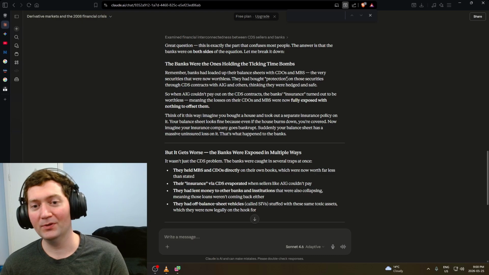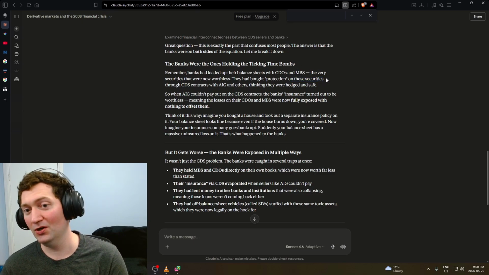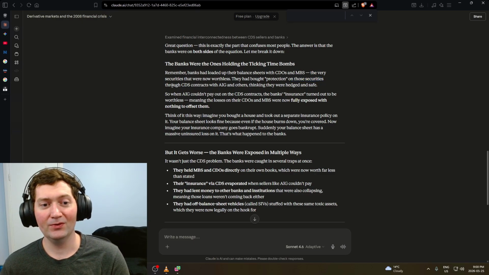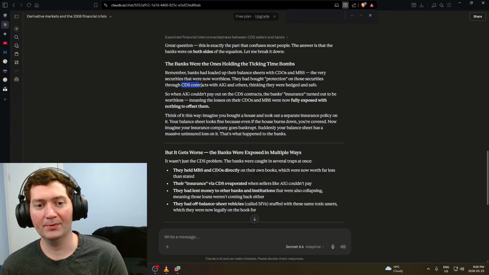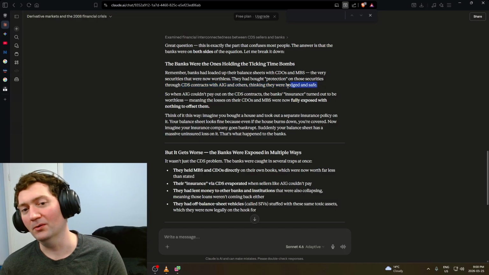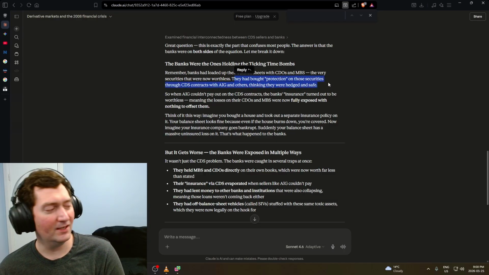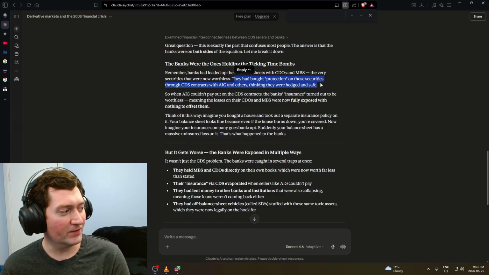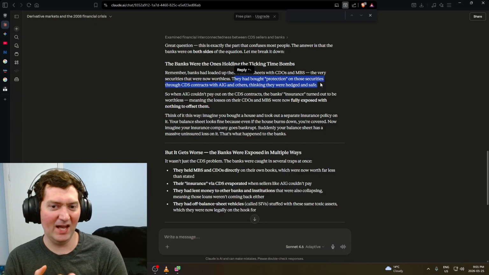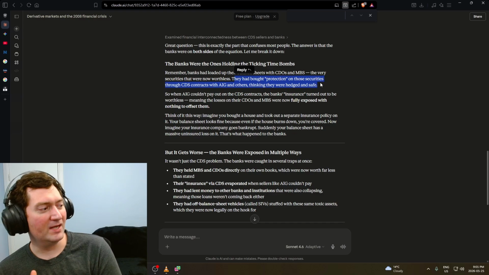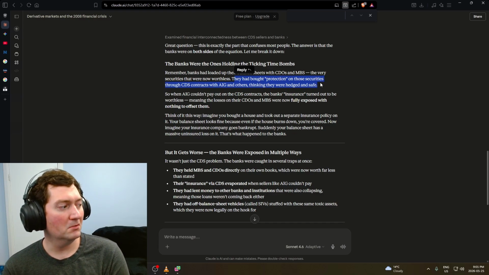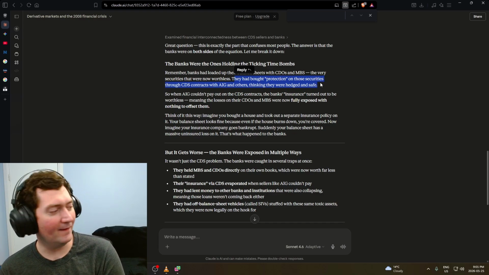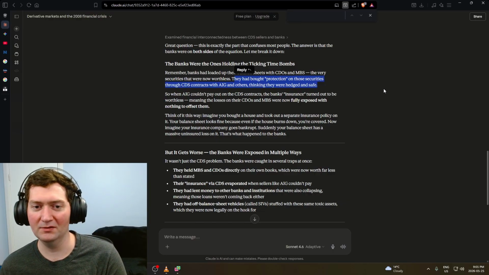So they bought protection on those securities, which they know are bad, through the default swap contracts with AIG and others, thinking they were hedged and safe. No. These are banks. They know they're not hedged and safe. They just want the gravy train to keep going because they're making a lot of money. And in the end, if they make something big enough, they know they'll be bailed out by the taxpayer. So it's not their problem if everything goes to shit.